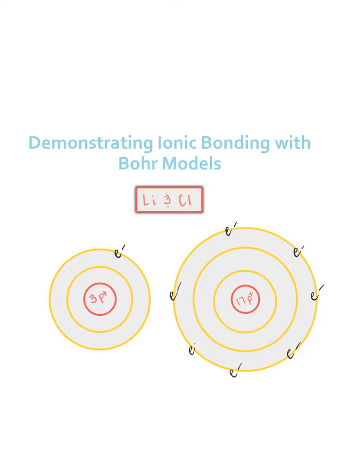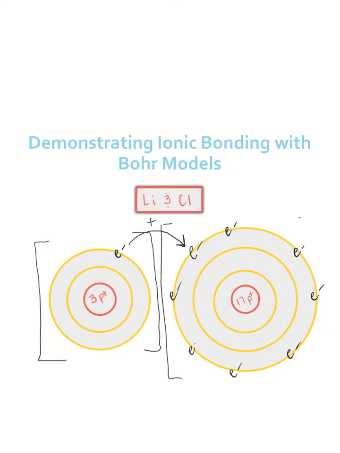So when lithium and chlorine bond together, lithium is going to transfer its electron to chlorine, and what that's going to result in is chlorine now being an anion and lithium being a cation. So we show that by putting the Bohr models in brackets, and I'm going to give lithium a positive charge, then I'm going to give chlorine a negative charge. Again, chlorine is a negative charge because now it has one more electron than it does protons. And lithium is a positively charged ion now because it has one less electron than the number of protons.